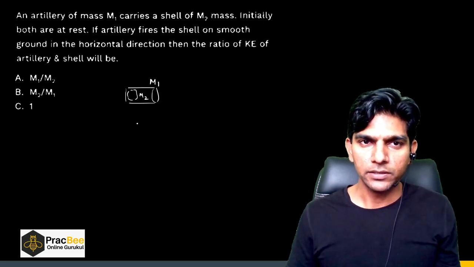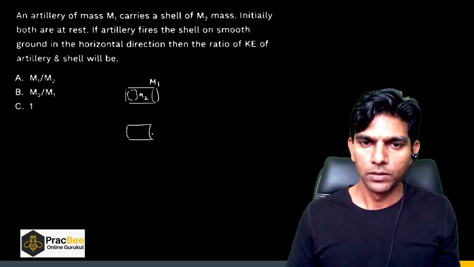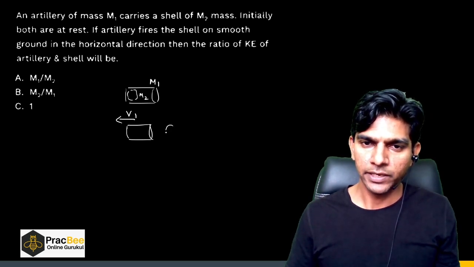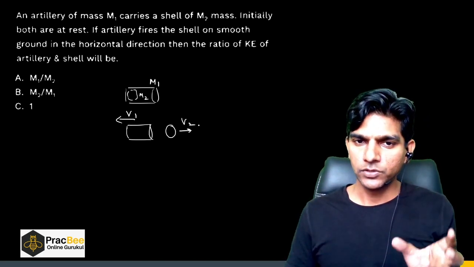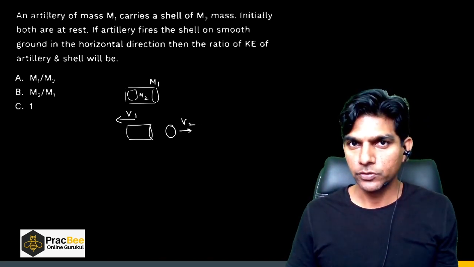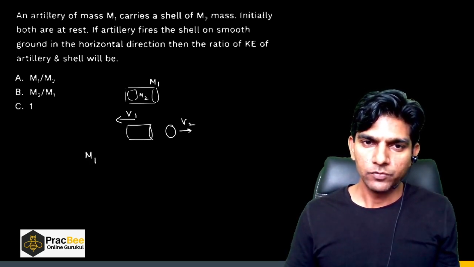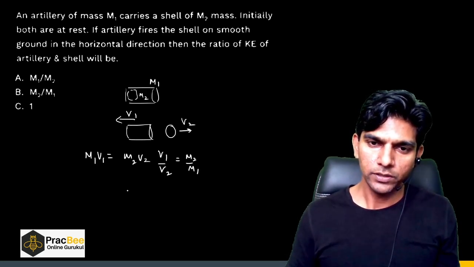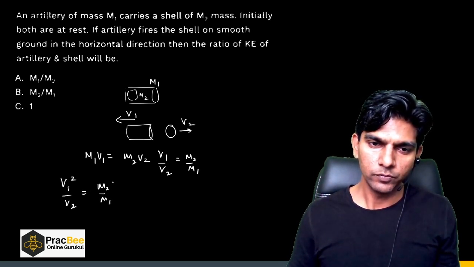So after firing the shell, let us say the artillery moves with a velocity v1 in the left direction, and the shell moves with a velocity v2 in the right direction. Since there is no external force acting on this system in the horizontal direction, we can conserve linear momentum. So we can say m1 v1 will be equal to m2 v2. So v1 by v2 will be m2 by m1, or we can say v1 square by v2 square will be m2 by m1 square.